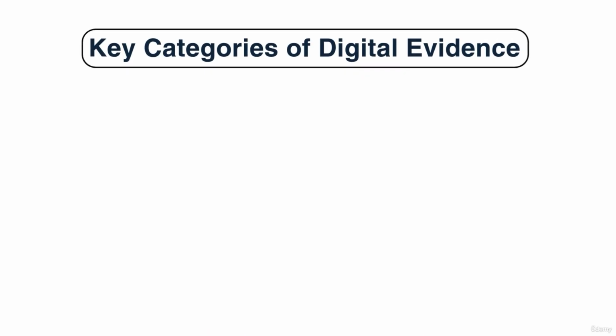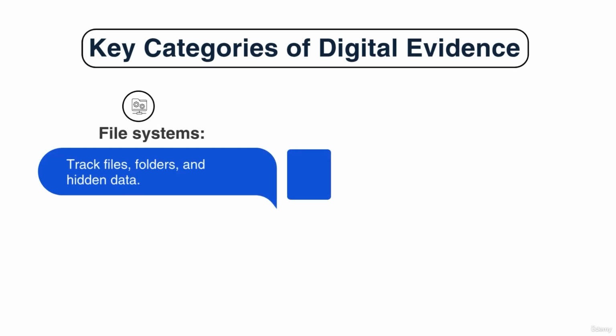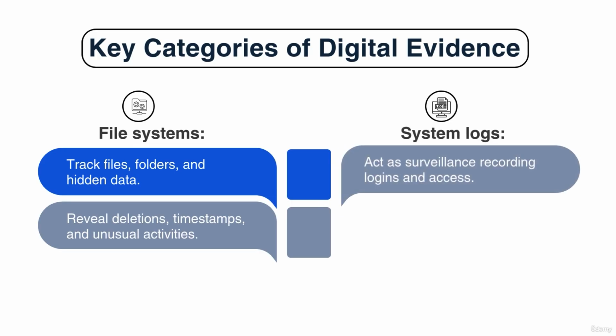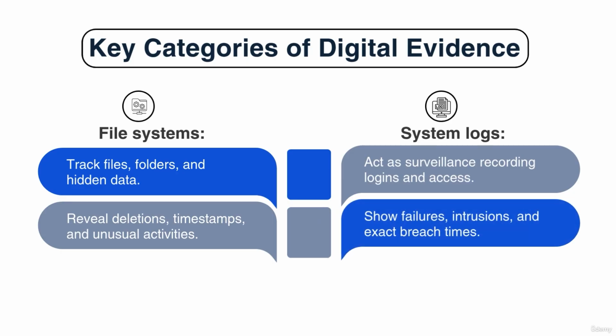Key categories of digital evidence. 1. File systems. Track files, folders, and hidden data, and can reveal deleted files, timestamps, or unusual activities. For example, confidential files moved and copied before an employee resigns. 2. System logs act as a digital surveillance, recording logins, file access, and errors. They can show failed login attempts, unauthorized access, or the exact time a breach occurred.